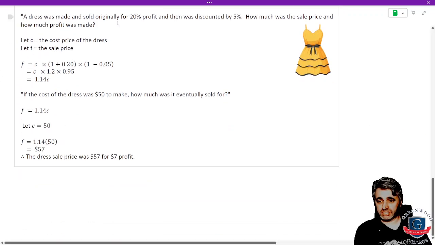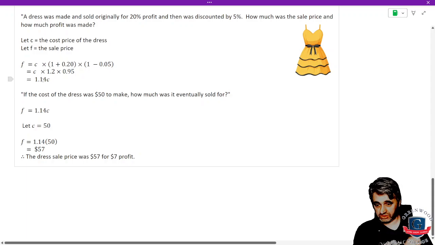Similarly, for a dress that was made and sold originally for 20% profit and then discounted for 5%, we can show that. Let C equal the cost of the dress. Let F be the sale price. So here's the cost. Here's increasing it by 20%. Hopefully you've done a bit of this in your primary class. Here's it being decreased by 5%. 1 plus 0.2 becomes 1.2. 1 take 0.05 becomes 0.95.